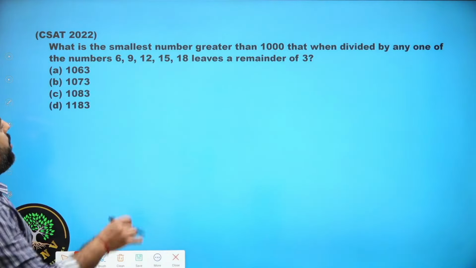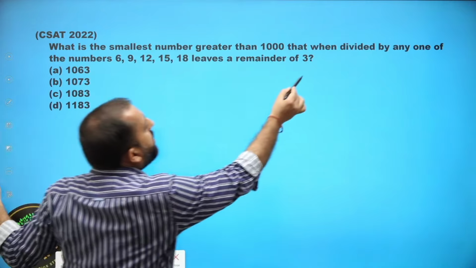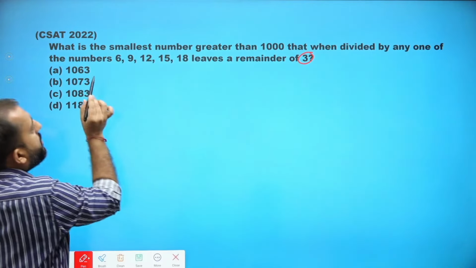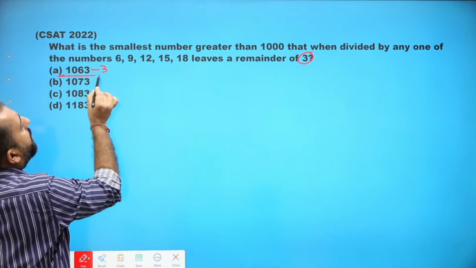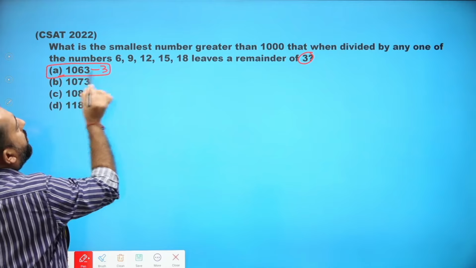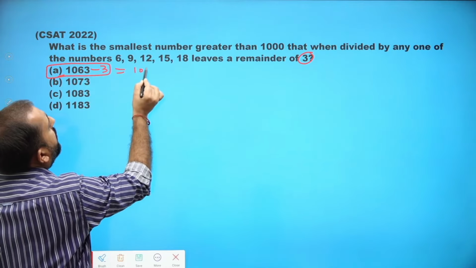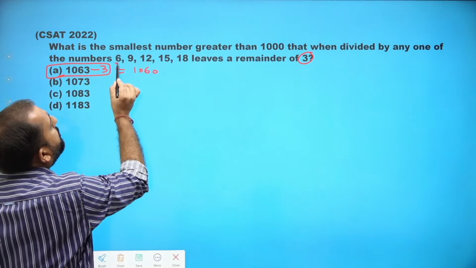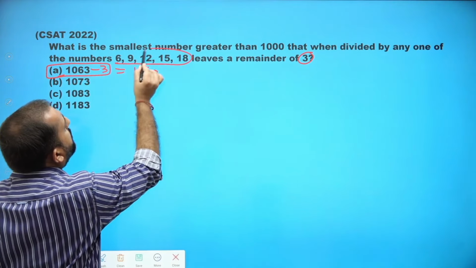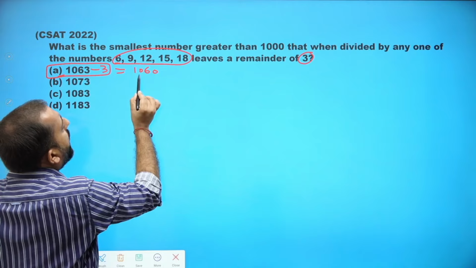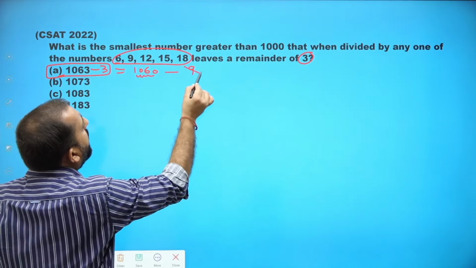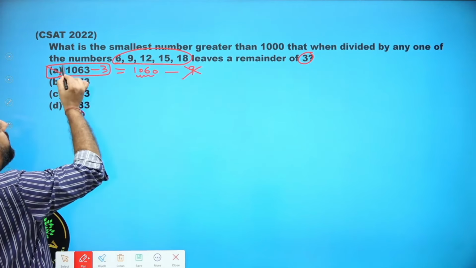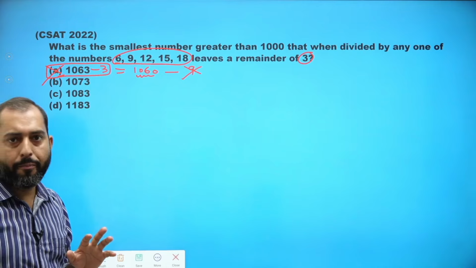See, the remainder is 3 in every case. It means if I subtract 3 from here, then the resultant must be divisible by each of these given numbers. But you will find this 1060 is not divisible by 9 completely, hence option A cannot be the right choice.